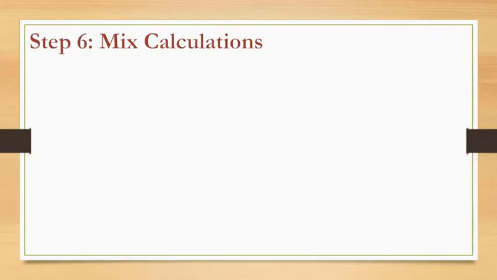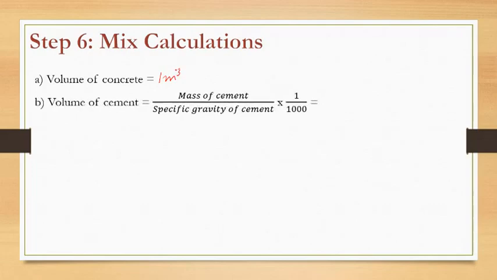Next we come to step 6, that is the mix calculations. In mix calculations, firstly we consider the volume of concrete to be 1 meter cube. Next, we have the volume of cement, which is given by mass of cement by specific gravity of cement into 1 by 1000. Mass of cement we have is 310. Specific gravity of cement is given in the question as 3.16, into 1 by 1000, which is equal to 0.098 meter cube.